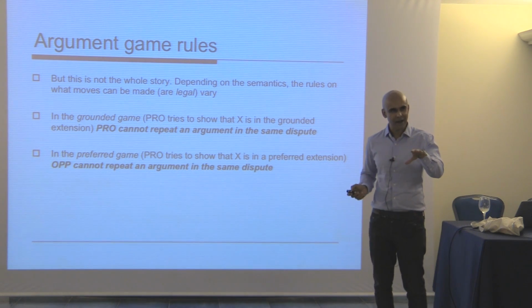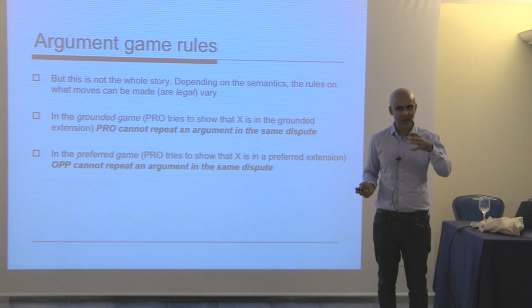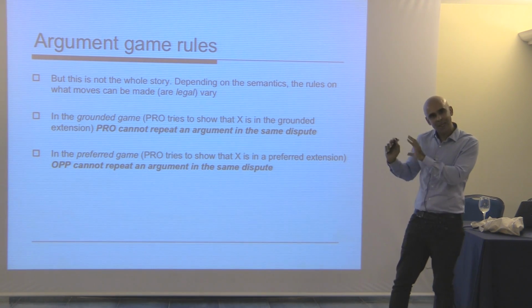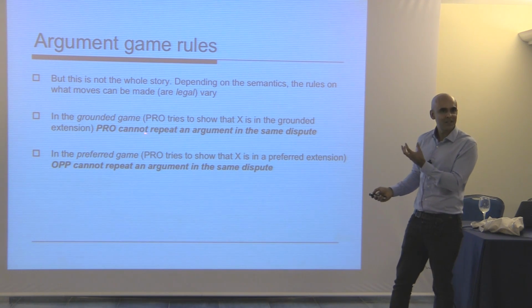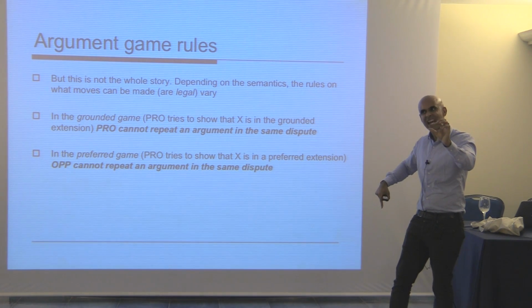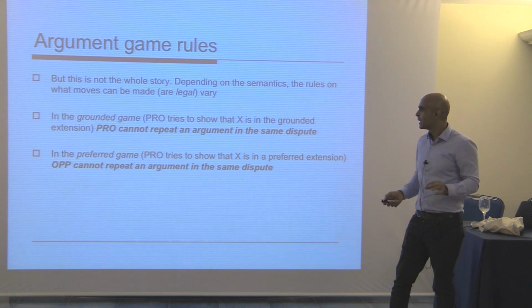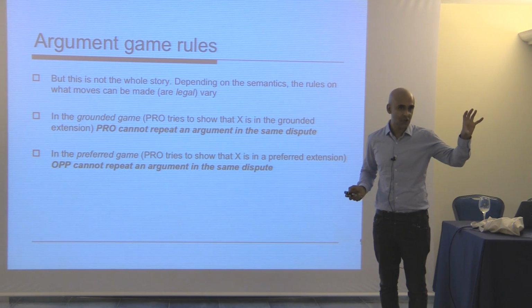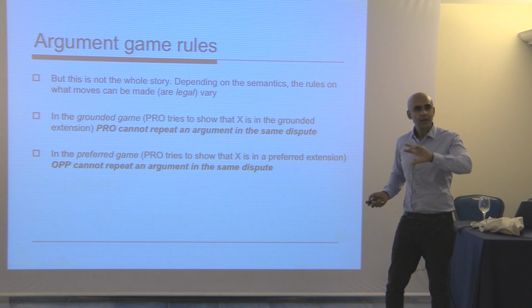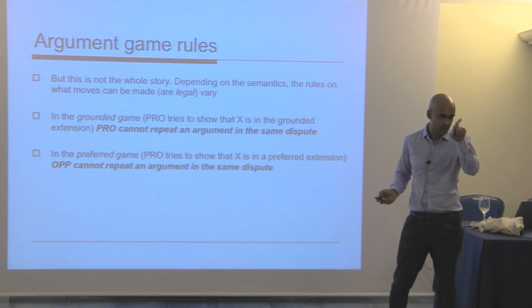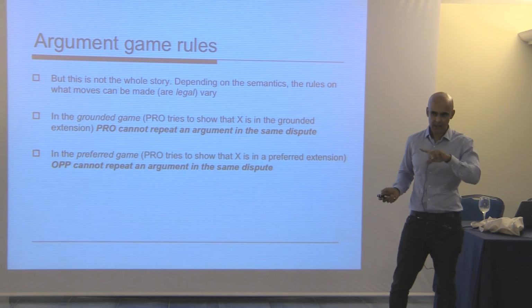You remember I was talking earlier about the grounded extension? About the burden of proof being higher because pro can't reuse its own argument that's been attacked to defend itself. Do you remember that? And that equates with this restriction on pro. In the same line of dispute, if I start with x, y, z, I can't, again, use x. Okay? In the preferred game, where pro tries to show that the root argument is in a preferred extension of the framework, the rules are reversed. Op, or con, whatever, op cannot repeat an argument in the same dispute. I'll explain why in a second.